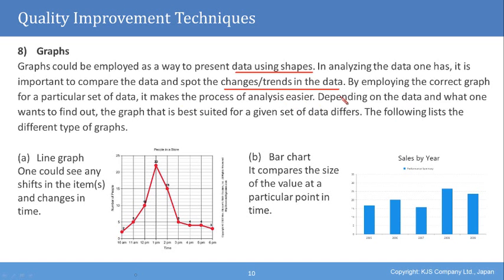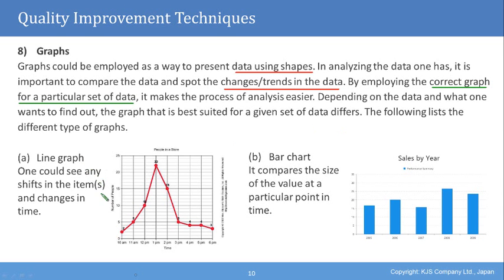The key word, in fact, here is that we have to use the correct graph for the particular set of data. Some kinds of data are more suited for using bar charts, and some are not. Depending on the data and what one wants to find out, the graph that is best suited for a given set of data differs. The following lists the different types of graphs that we have. Firstly, we have a very simple line graph.